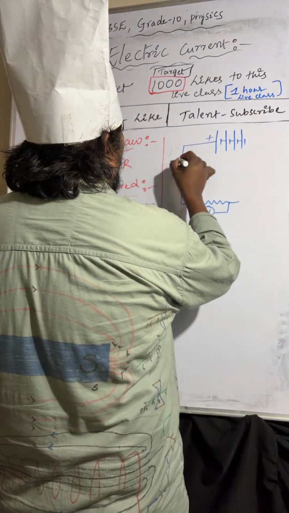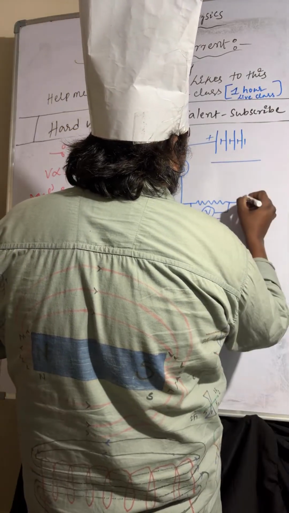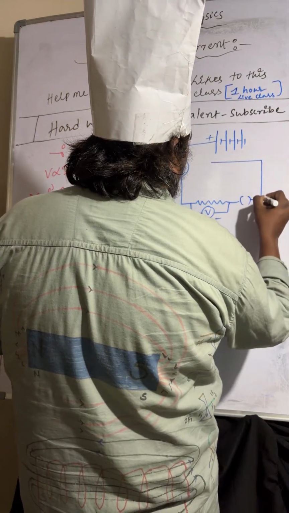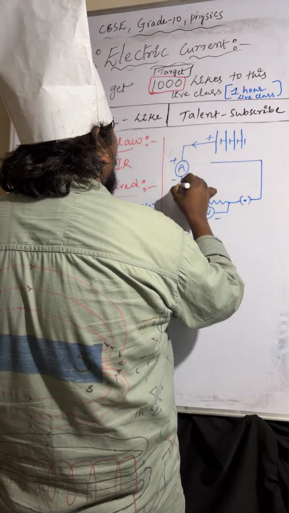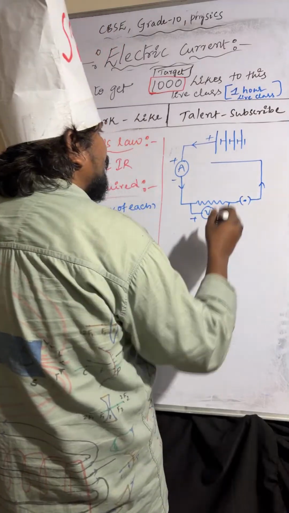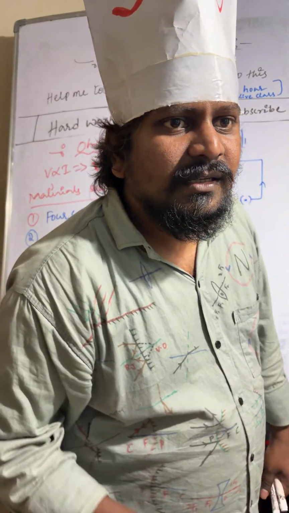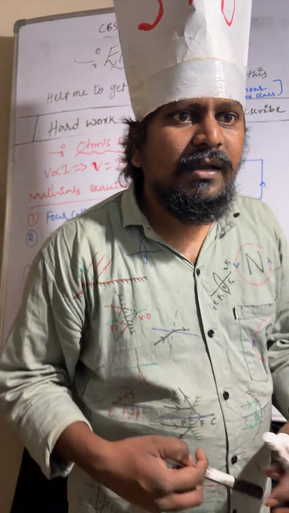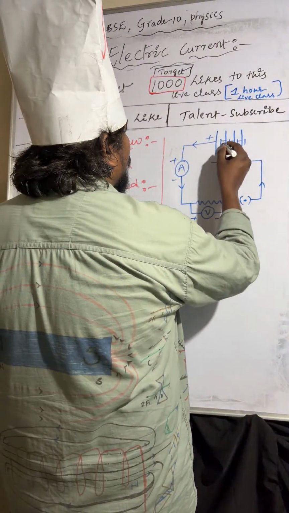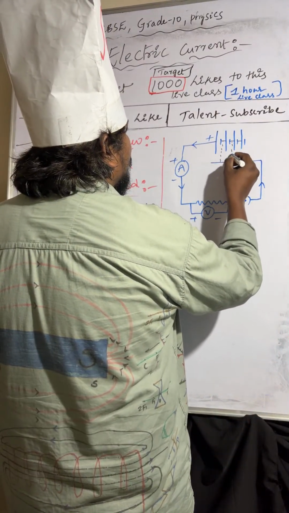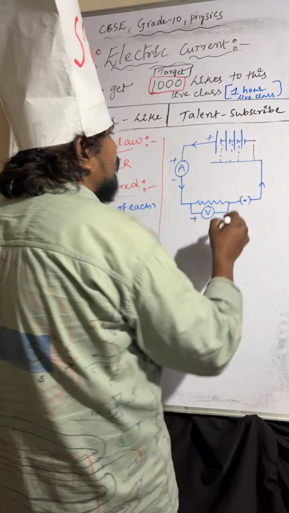So positive terminal, negative terminal, positive terminal, negative. So now you can observe, this is the switch. Understood or not? So current is passing like this. Yes or no? Current is passing. So I am connecting cells. Here we are connecting first 1 cell, then 2 cells, 3 cells and coming to 4 cells.